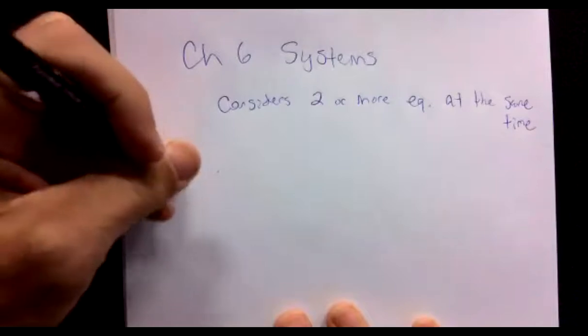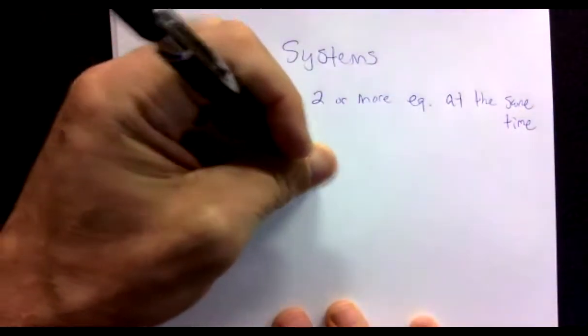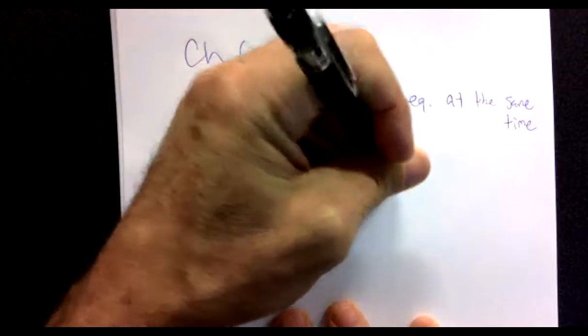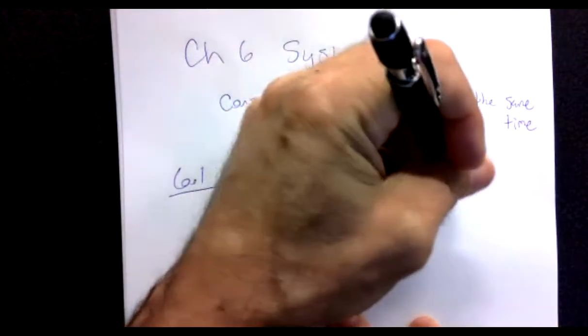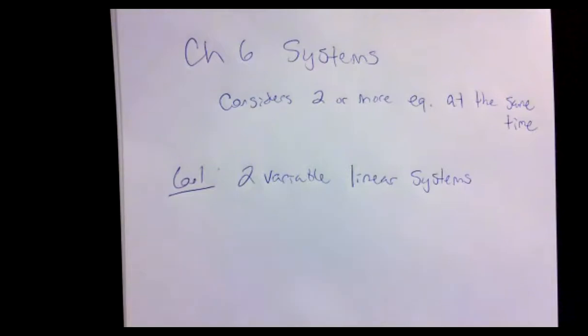6.1 is all about 2 variable linear systems. So we're going to be dealing with 2 variable linear equations. So just, oops, just kicked the table and shook it. So just x's and y's, no x squareds, no curved graphs. All of our graphs are going to be straight line type graphs. So 6.1 is dealing with 2 variable linear systems.